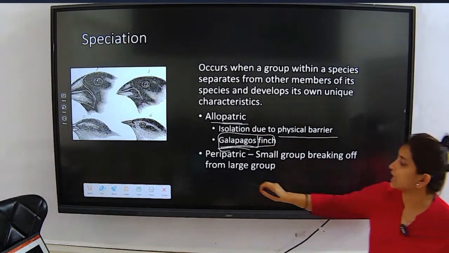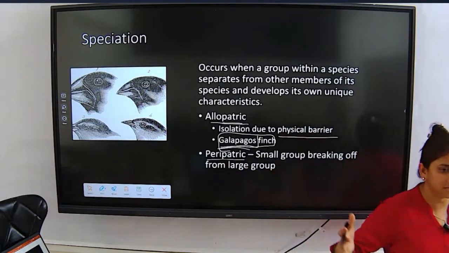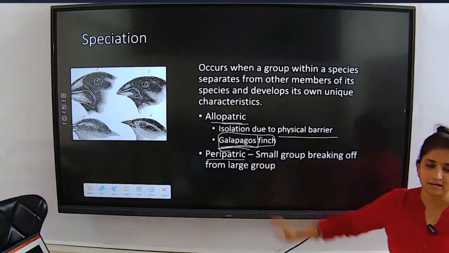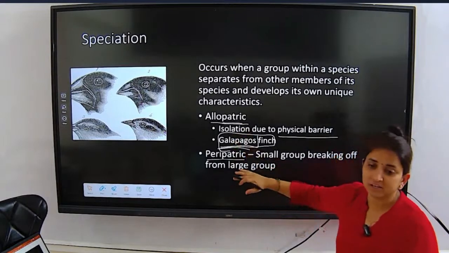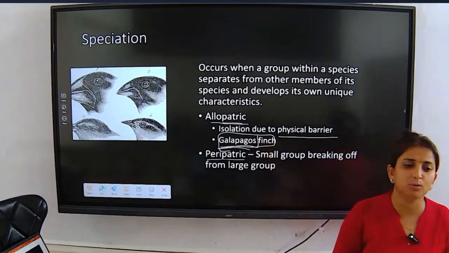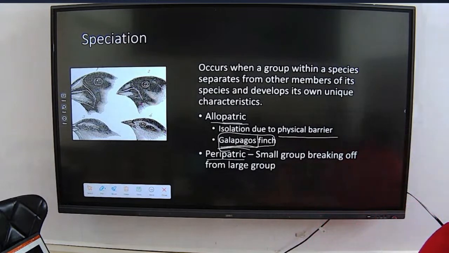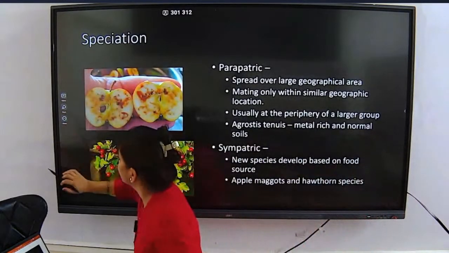If it is occurring because of a smaller group getting separated from the bigger one, let's say for some reason a smaller group was separated from a bigger one, this we call peripatric speciation. This is more or less the same as allopatric, but here a physical barrier is not coming up. As I said, allopatric is a more or less equal division. In peripatric, one is a smaller set, the other is a bigger set. Speciation can also be parapatric or sympatric.